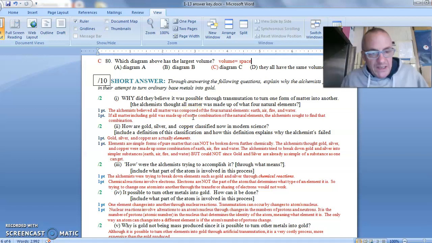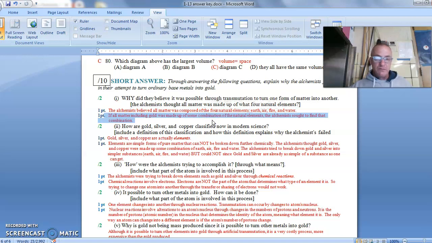Well, the reason alchemists believed that they could, through transmutation, change one thing into another is because they believed everything was made up of the four natural elements: earth, air, fire, and water. If all matter was some combination of those four elements, and gold being matter was some combination of those four elements, all they needed to do, the alchemists believed, was find out the combination of those four elements necessary to produce gold.